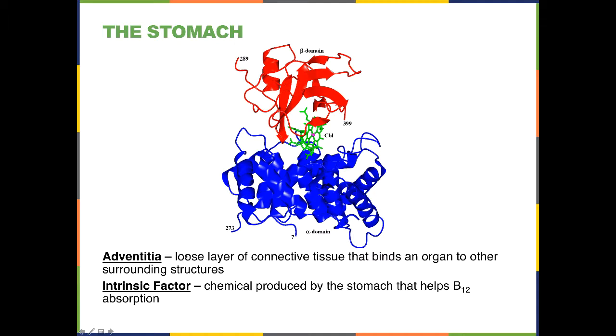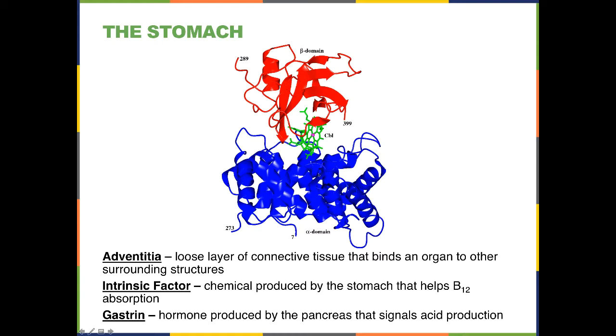Now the outside of the stomach is something called the adventitia, and the adventitia is a connective tissue area that binds one organ to its surrounding structures and sort of helps keep it oriented in space where it is supposed to be. But this is ultimately absorbed in the last part of the small intestine and allows for the absorption of B12. And people who do not make intrinsic factor cannot absorb B12 and develop anemia because of that.